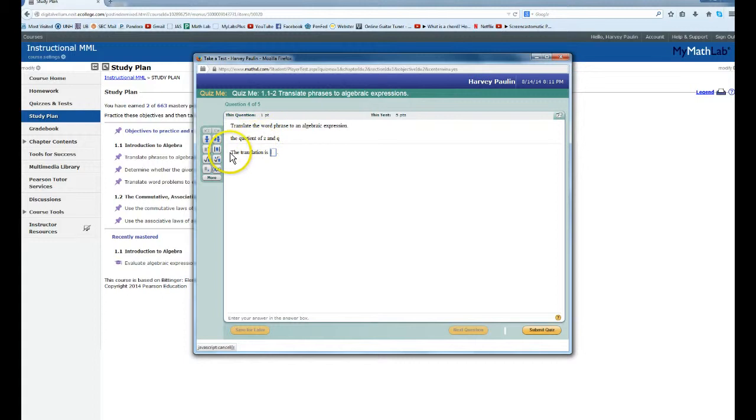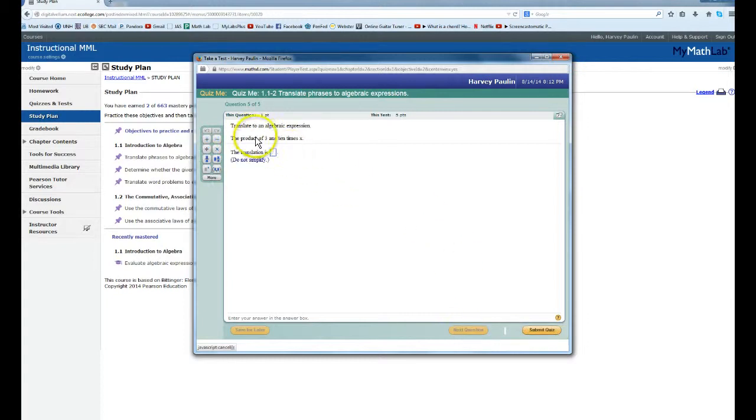A quotient. Now, for a quotient, it simply means a fraction. So it's Z over Q. This is the quotient of Z and Q. Now, these are some of the things you pick up as you need to move on.